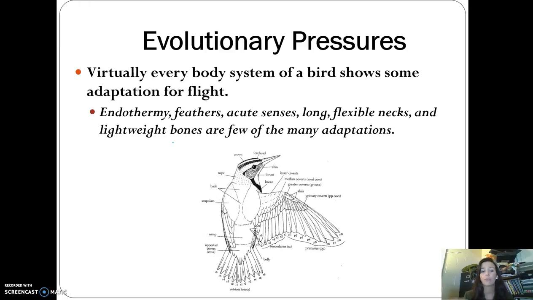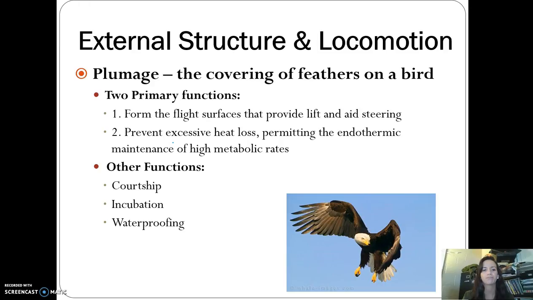Other than bats, most other vertebrates cannot fly, so birds have a lot of different adaptations to make that possible. They're endothermic, which means they create their own temperature. They have feathers, great senses, flexible necks, and lightweight bones, among other things.